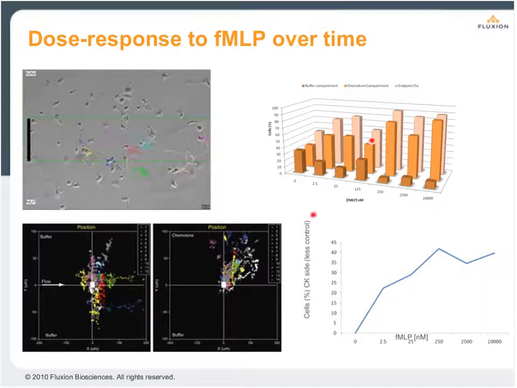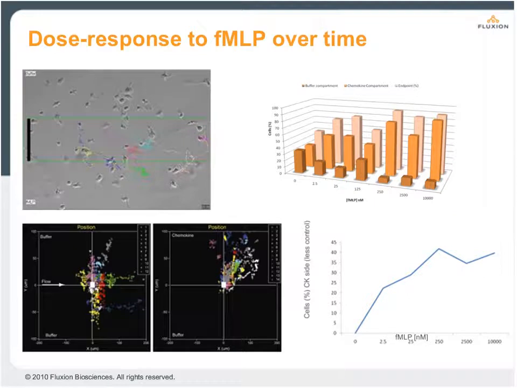So if we look at the dose response here on the upper right, what you can see is we're going from 0 nanomolar FMLP all the way to 10,000 nanomolar. And the orange-colored bars are the percentage of cells that are in the different compartments. So the dark orange is in the buffer compartment, and the more pumpkin-colored orange is in the chemokine compartment, and you can see there's a dose response. And again, I've plotted this on the bottom just as a line plot, and you can see there's a dose response here.